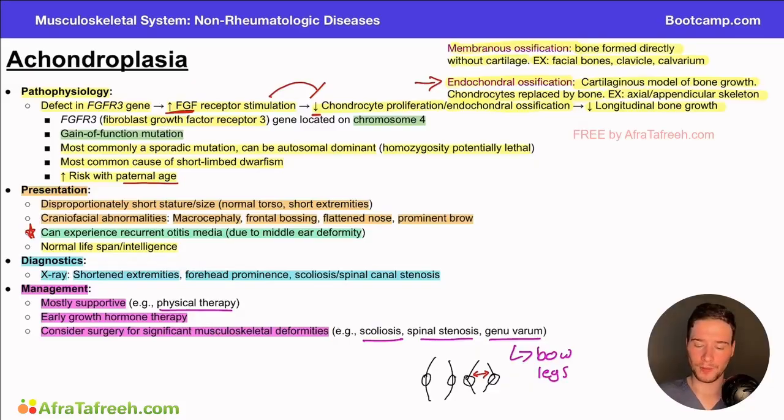These patients are going to have a normal lifespan and intelligence level. A lot of this is really going to be based on physical exam and clinical history. You can get an x-ray, which is going to show you similar findings to what you see on the physical exam. You're going to see those shortened extremities, and you might see some spinal conditions as well.